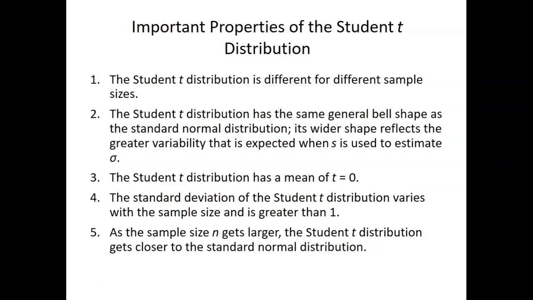Okay, so we are going to be using this student t-distribution again, and again, to just recap that, it is different for different sample sizes because we have to work with the degrees of freedom. So the degree of freedom is one less than your sample size. It's a bell-shaped curve, much like the normal distribution, has a mean of 0 and a standard deviation. The standard deviation is going to vary with the sample size and is going to be greater than 1. And as the sample gets larger, the student t-distribution actually gets closer to the standard normal distribution.